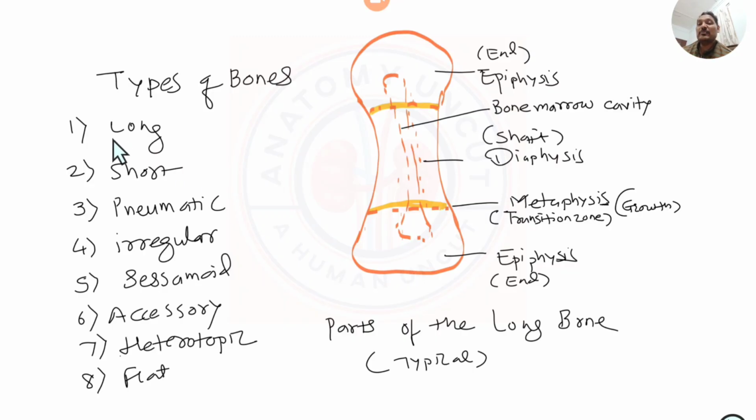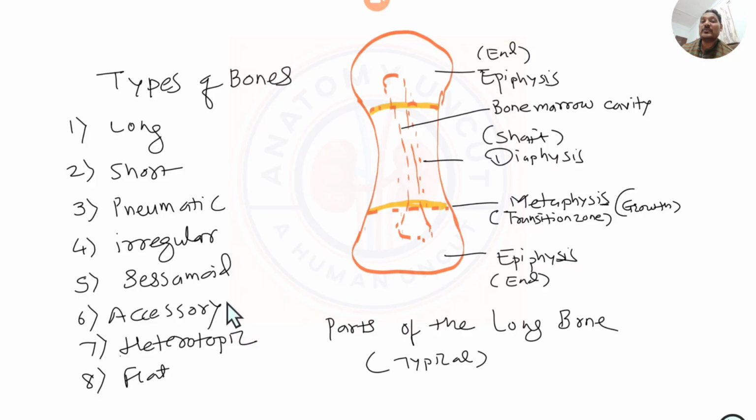Now see, a long bone has a typical two ends and one shaft. A short bone has a very cubical appearance with two non-articular and four articular surfaces. Pneumatic bones have air cavities inside, surrounding your nasal cavity. These bones are generally there. Irregular bones have irregular shapes. Sesamoid bones develop in the tendons of a few of the muscles in the body.